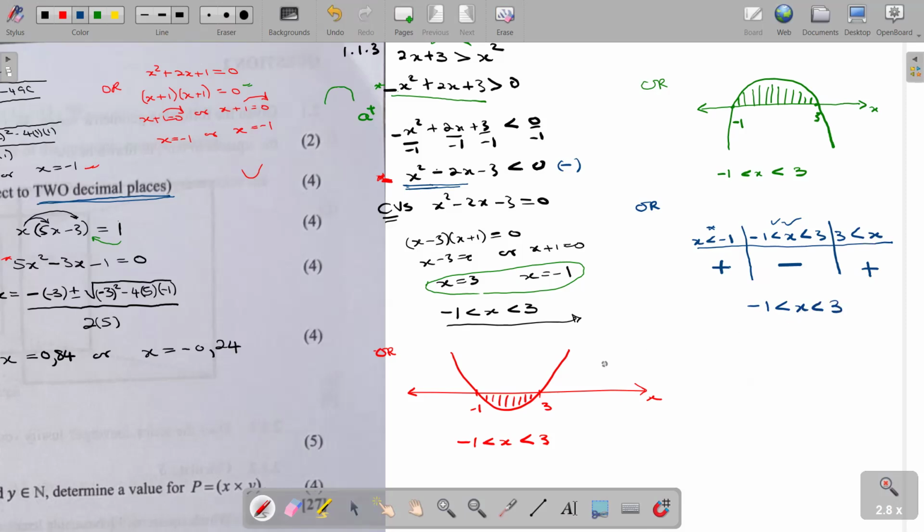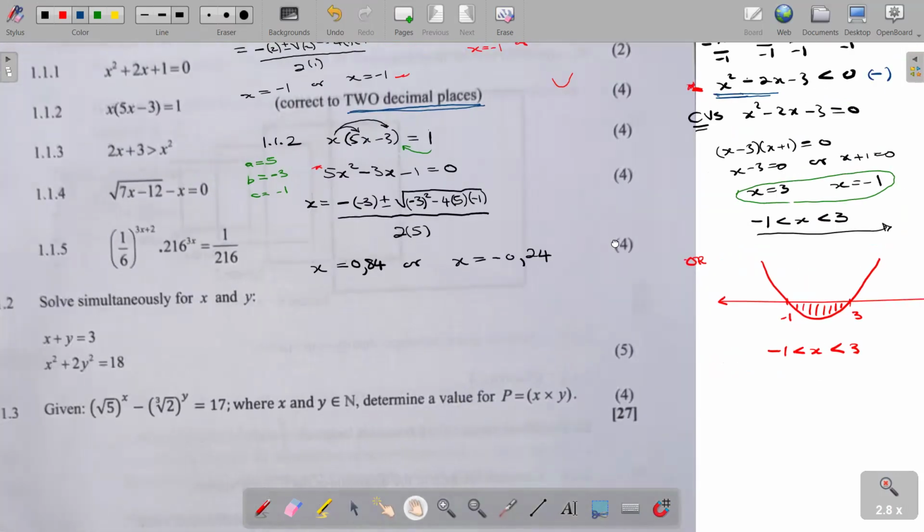But take note, apart from using this notation to write your inequality, our answer can be written as x is an element from -1 up to 3. And we are not going to use square brackets. Why? Because our inequality is not accommodating or equal to. Then we go to the next question.